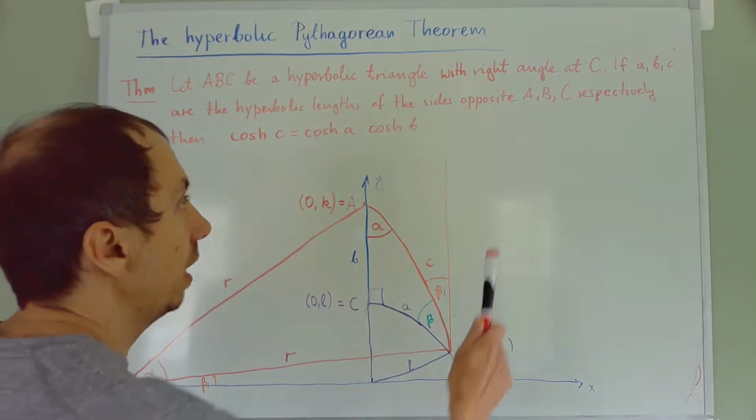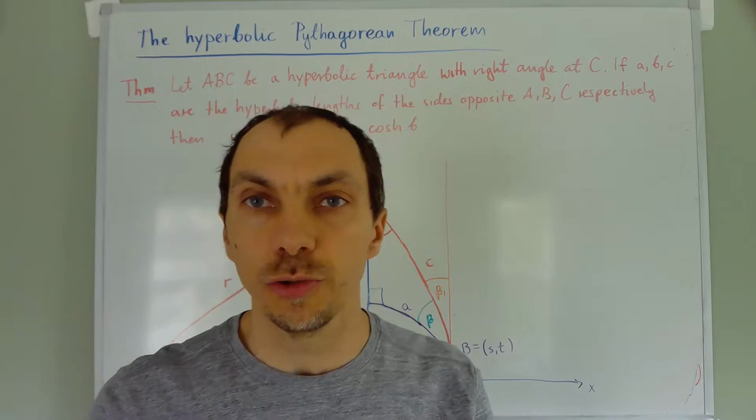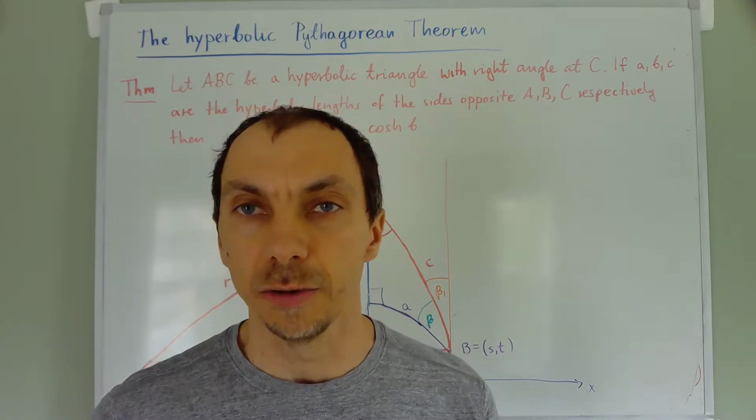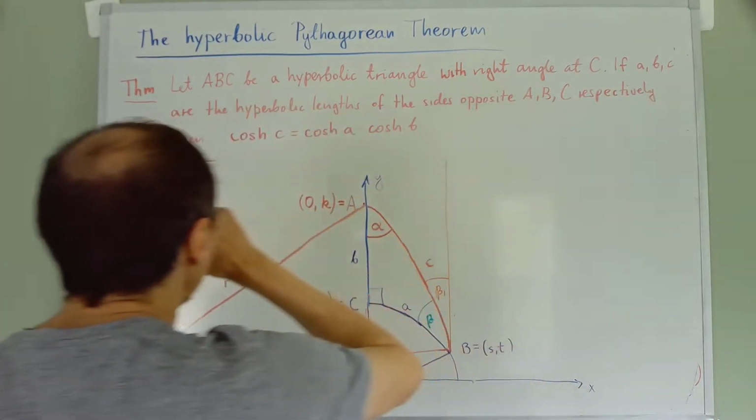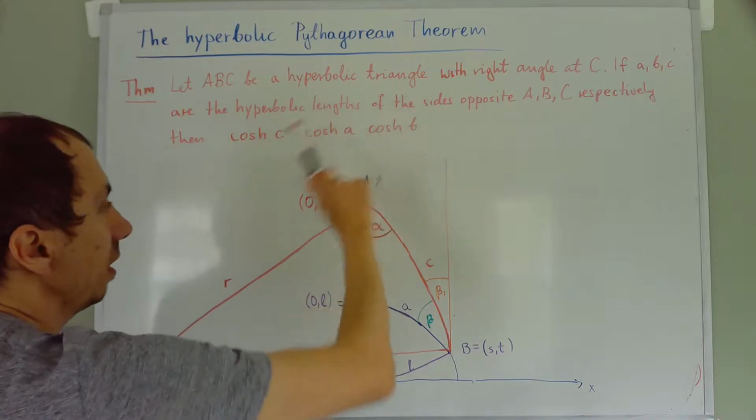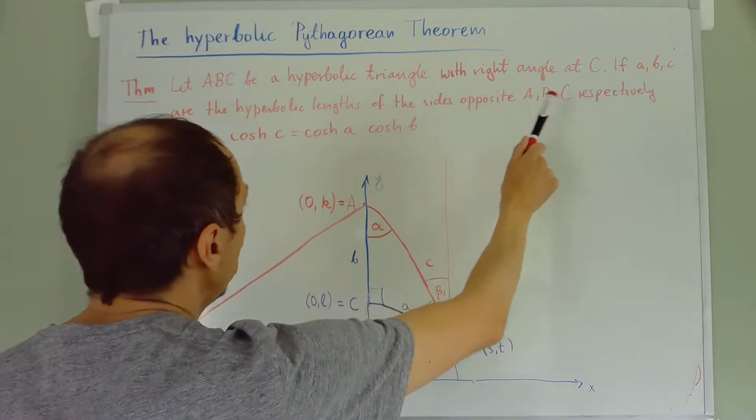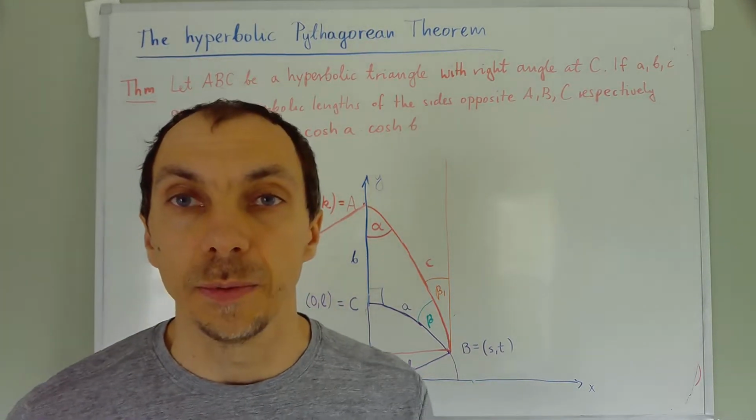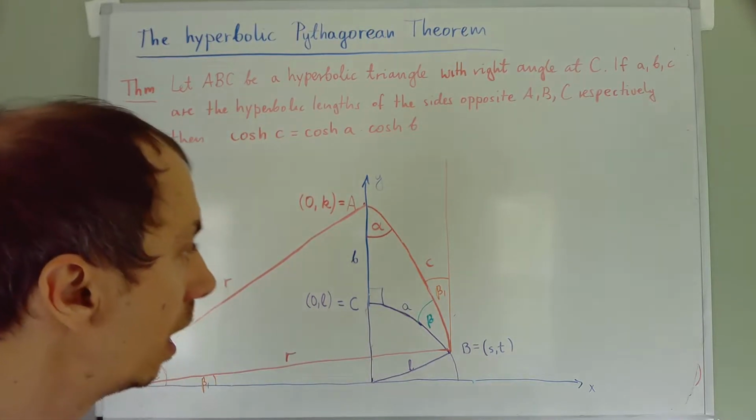If we denote the hyperbolic lengths of the sides, remember a hyperbolic triangle does not consist of straight line segments, some of them are bowed, so these are geodesics on the hyperbolic plane. So if A, B, and C are the hyperbolic lengths of the sides opposite to the vertices A, B, C respectively, then the hyperbolic cosine of C is equal to the hyperbolic cosine of A times the hyperbolic cosine of B.